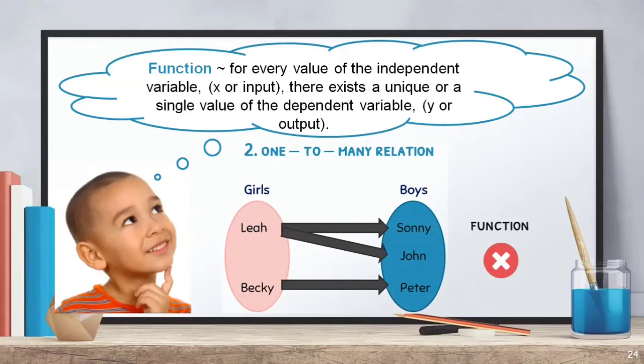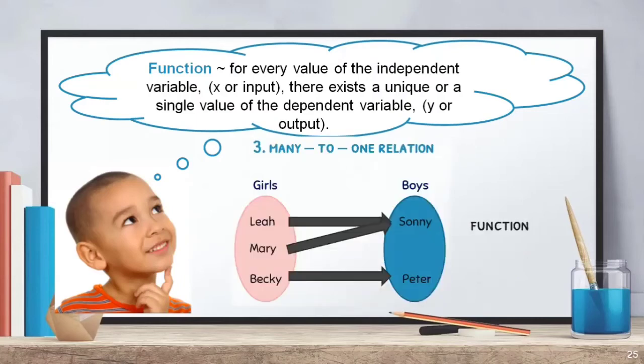Now let's go to the third one. Many-to-one relation. Is this a function? So let's see. Leah is mapped to Sunny, and Mary is mapped to Sunny. So for every element of x, there exists one single element of y. What do you think? Correct. So this is also a function, right?